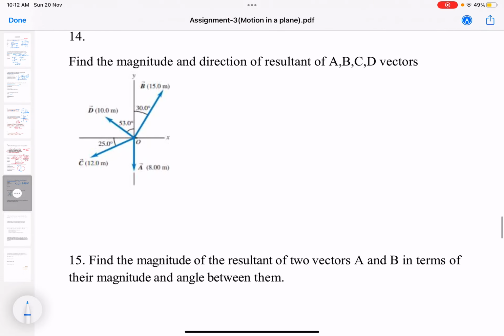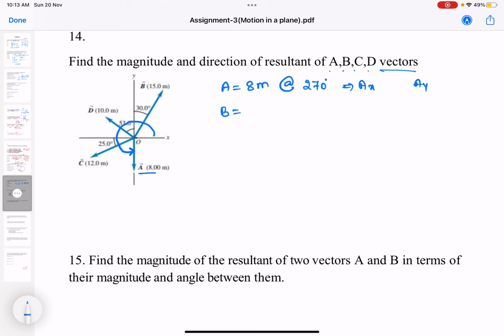Now find the magnitude and direction of the resultant of A, B, C, D vectors. So now solve this question using the component method. Here A is given. A is equal to how much? 8 meters, and at an angle of, what is the angle for A? This is the angle for A. I told you already in the class, we should measure the angle always from the positive x-axis in the counterclockwise direction. So the angle of A is 270 degrees. So resolve A into components Ax and Ay.